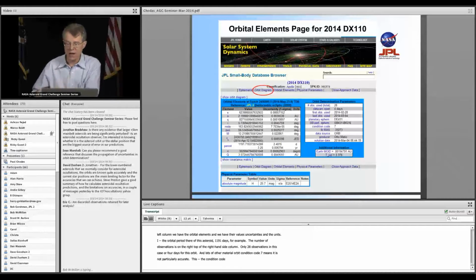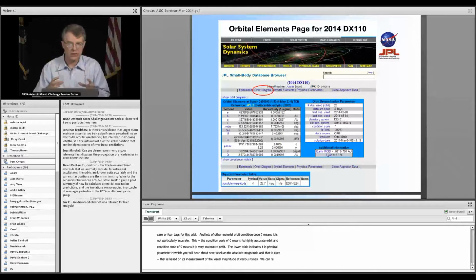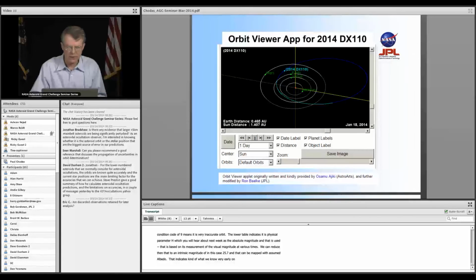A condition code of 0 means it's a highly accurate orbit, and a condition code of 9 means it's a very inaccurate orbit. The lower table indicates its physical parameter, H, which you'll hear about next week a bit. That's the absolute magnitude, based on its measurement of the visual magnitude at the various times. We can reduce that to an intrinsic magnitude of, in this case, 25.7, and that can be mapped with an assumed albedo to a size. So this is how we get a very rough size of these objects as well. That indicates what we know very early on about any asteroid, really.